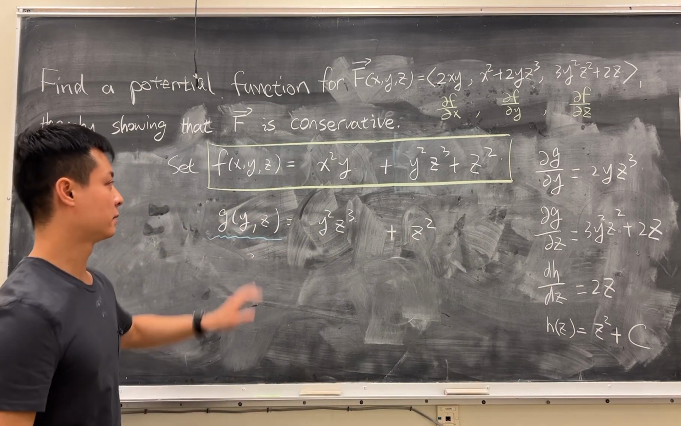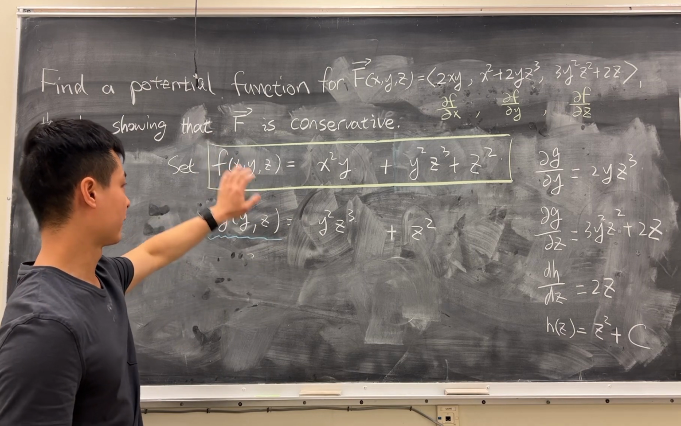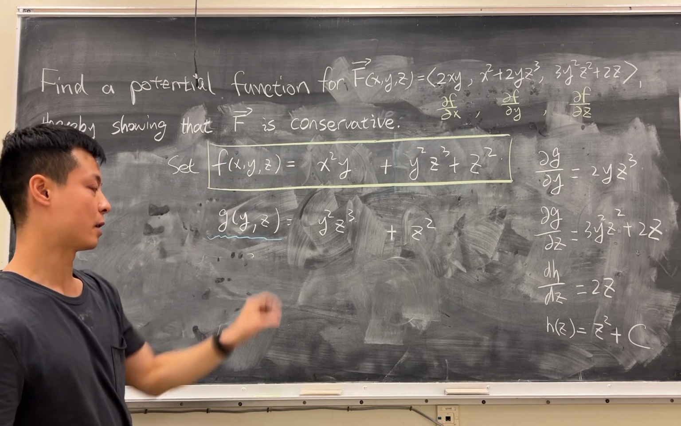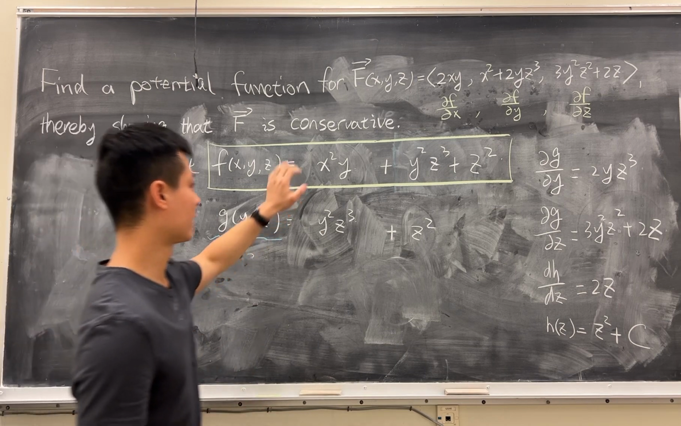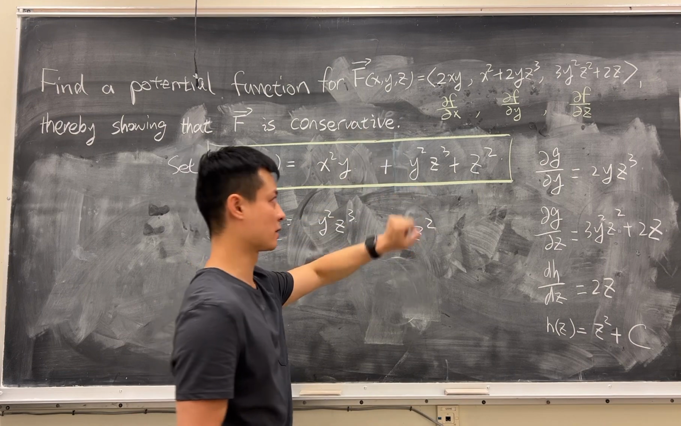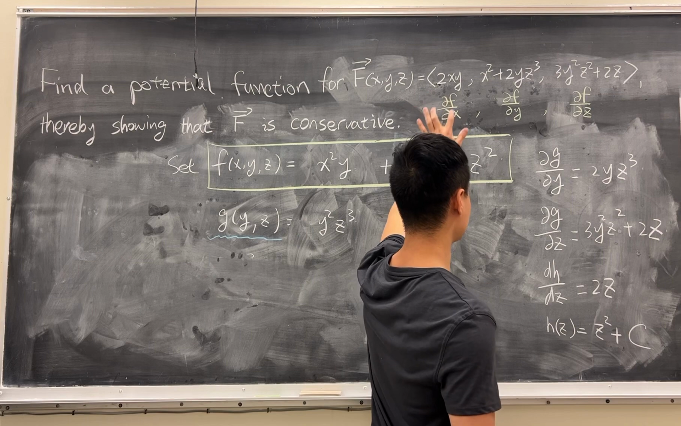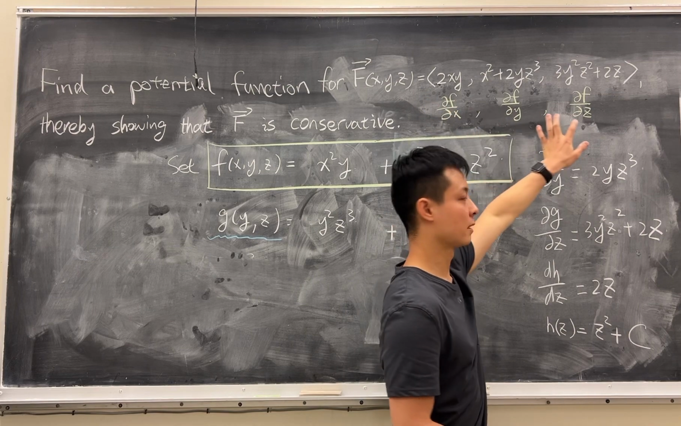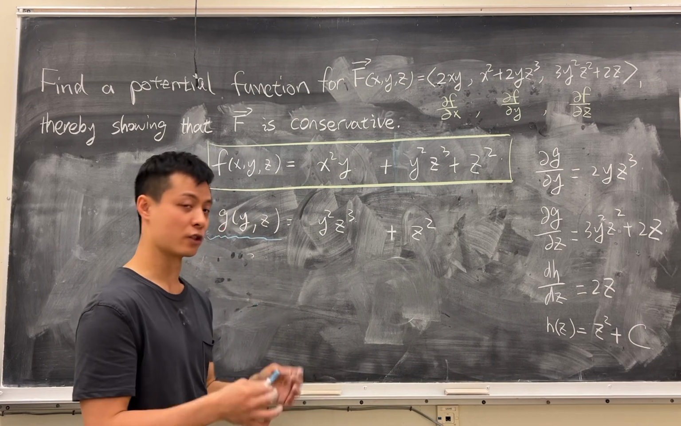The last step, just to be safe, is that we should check that this is indeed the potential function that we are looking for. We check that by taking the partial x, partial y, partial z, respectively. We check that it gives us the first, second, and third components, so that we can make sure that our calculation is correct.